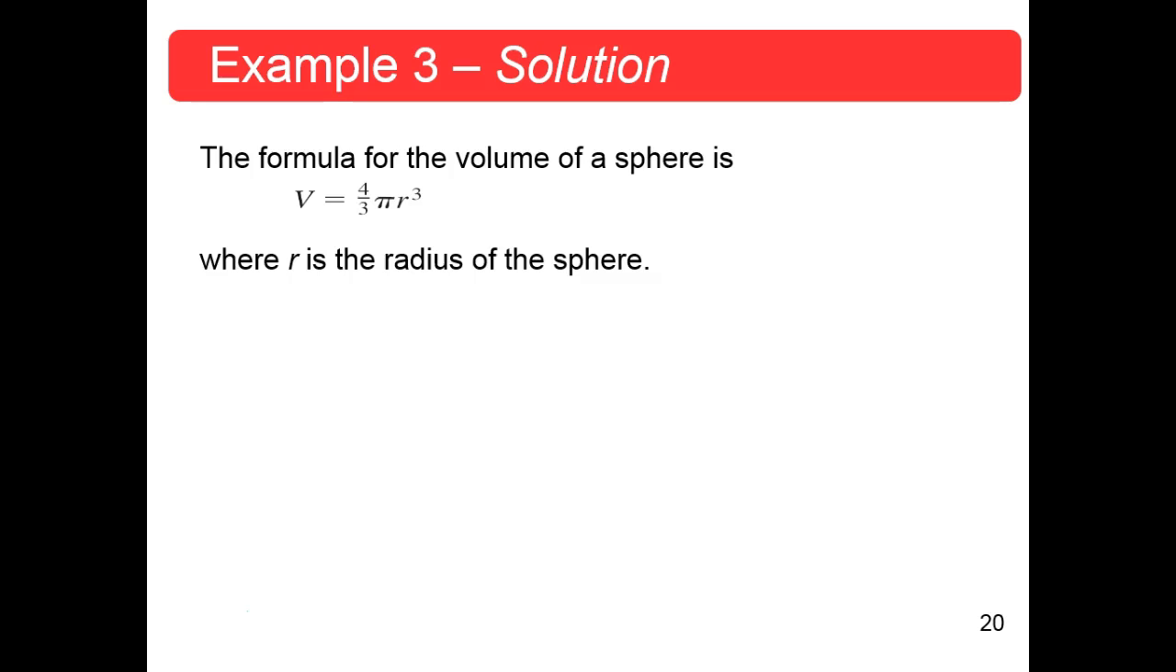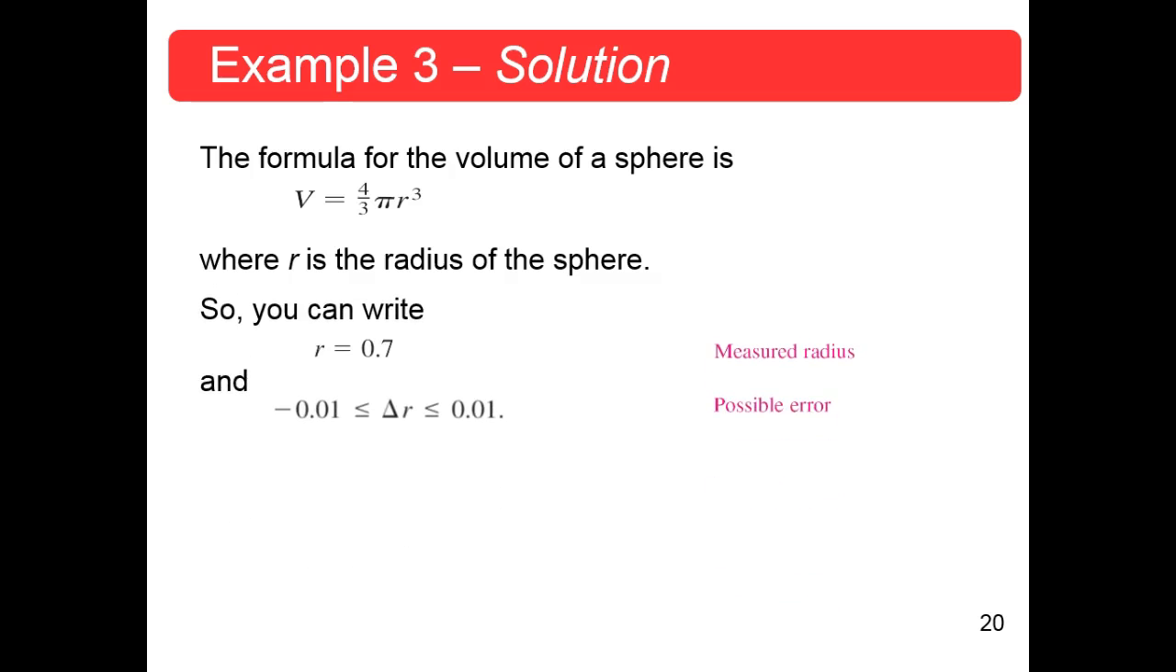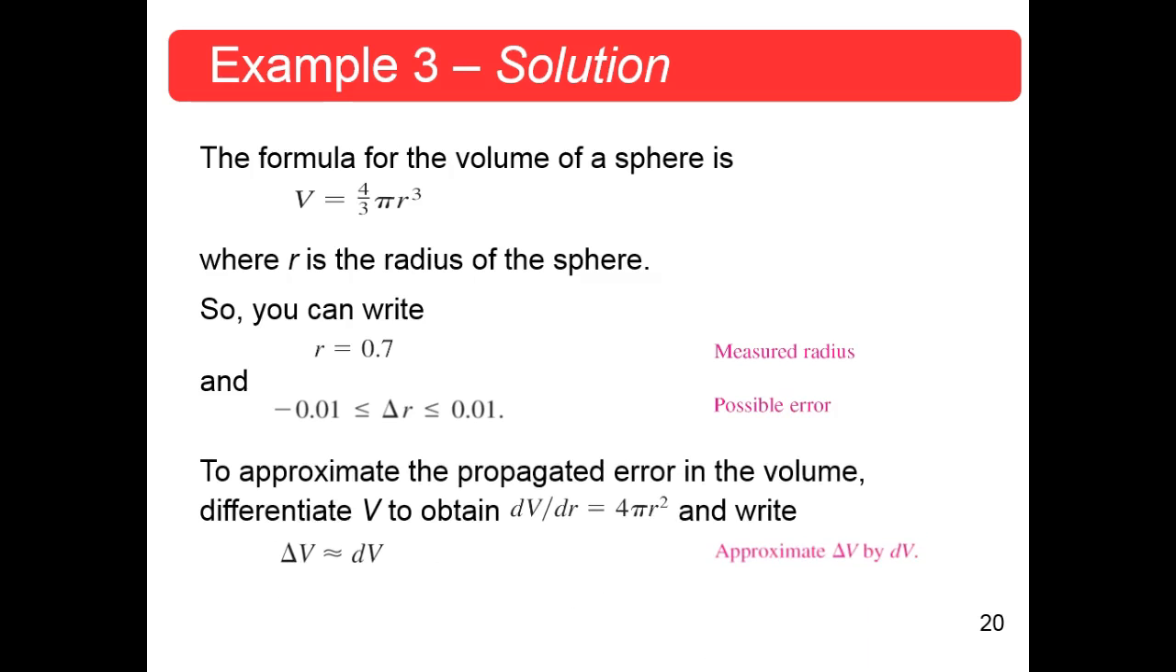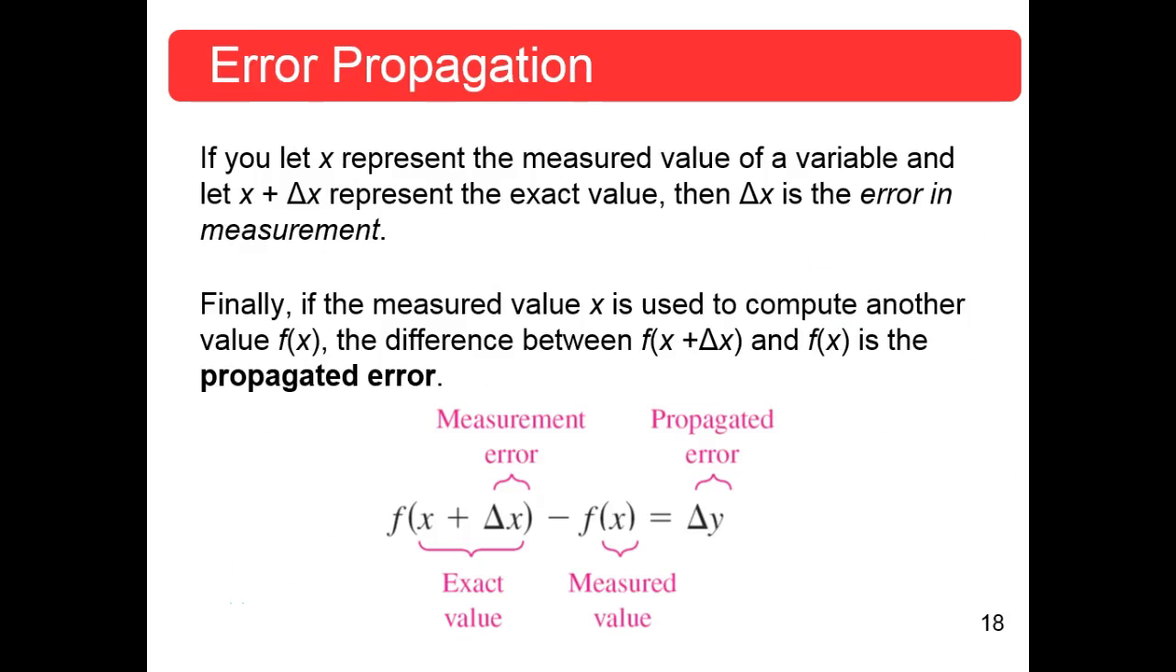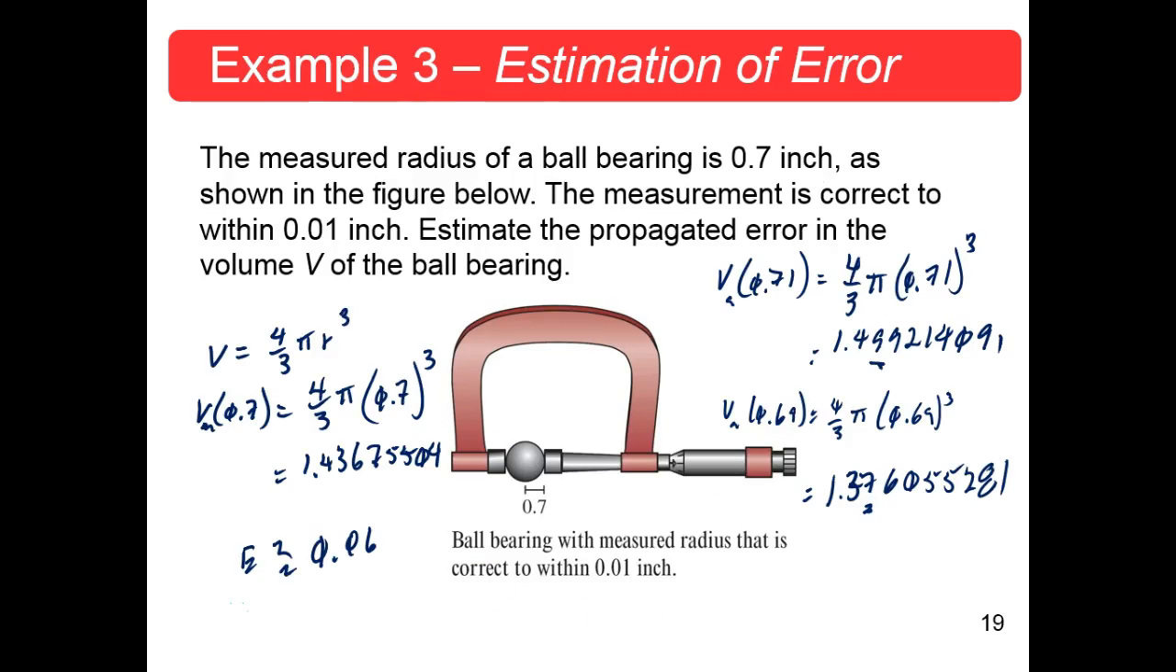The formula for volume of a sphere is 4/3 pi r cubed. R is the radius of the sphere. So you can write radius equal 0.7. And here your error could be either minus 0.01 or plus 0.01. We don't know which. So to approximate the propagated error... that's what I kept going back looking for. They said estimate the propagated error. They didn't say using calculus, so I was actually calculating the propagated error.